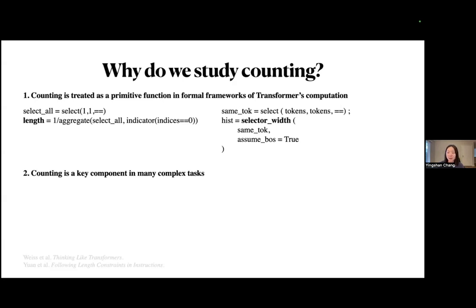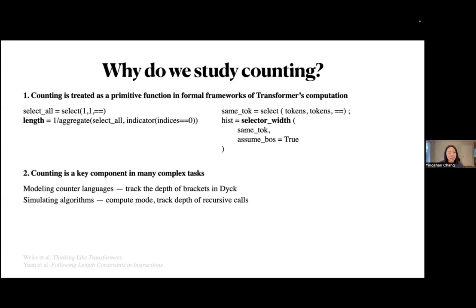Apart from being a basic operator for formally studying transformer expressivity, counting is also a key component in many complex tasks. For example, modeling counter languages, where one might want to track the depth of brackets in Dyck. Or if you want to simulate algorithms, for example, computing the mode in a set or tracking the depth of recursive calls. Also, counting is required for deductive reasoning, where you might want to track the number of hops in a reasoning chain.